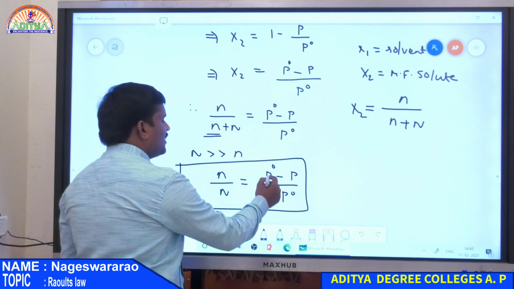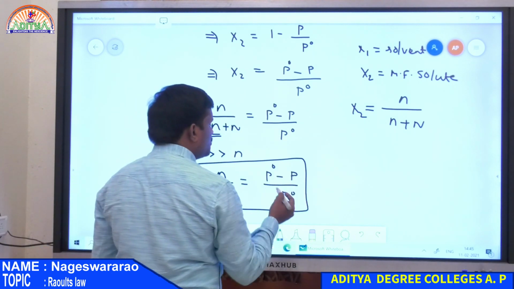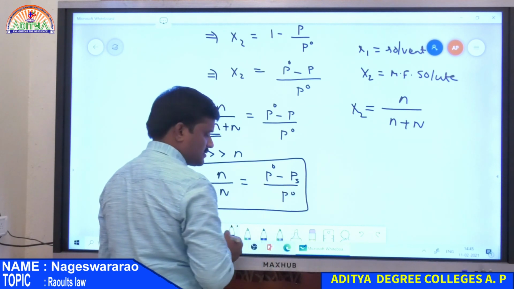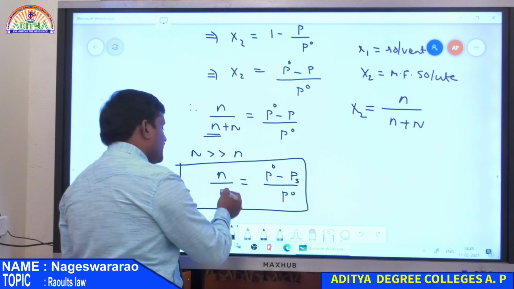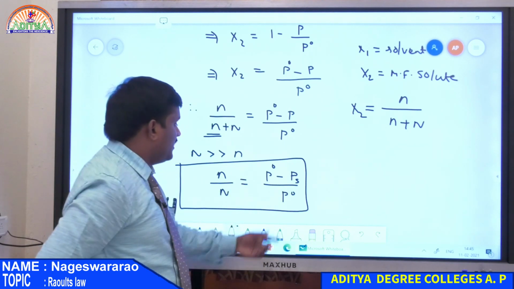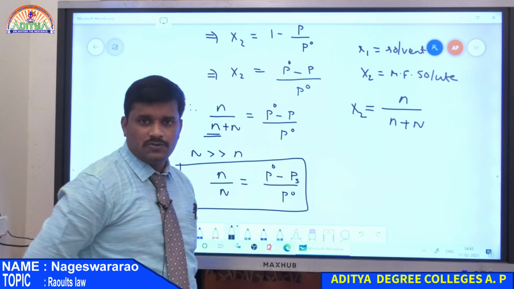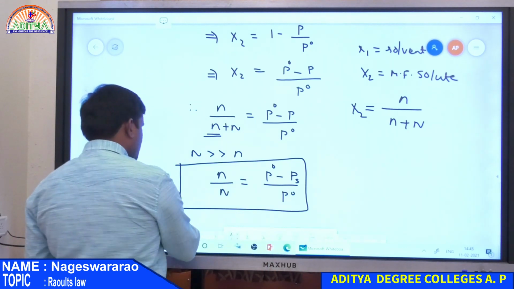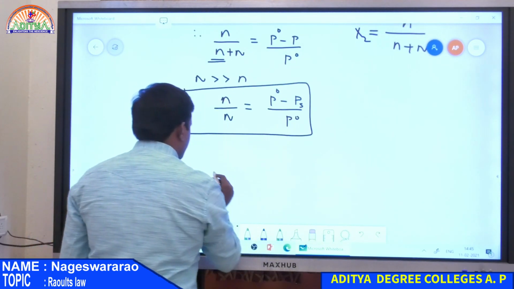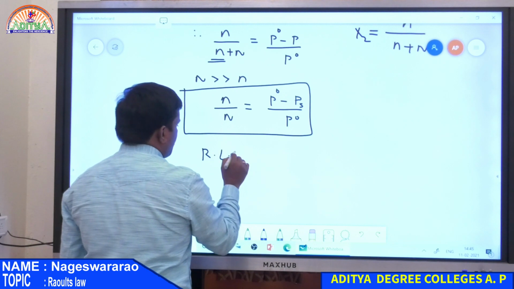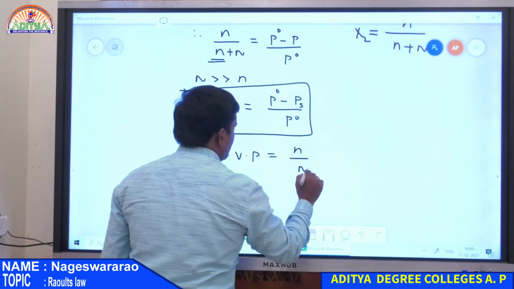Here, P naught minus P, what is P? P is nothing but the vapor pressure of the solution. So this is simply taken as PS. So (P naught minus PS) by P naught is equal to n by capital N, which is nothing but the mole fraction of the solute. Therefore, (P naught minus PS) by P naught is equal to RLVP, the relative lowering of vapor pressure, which is equal to n by capital N.